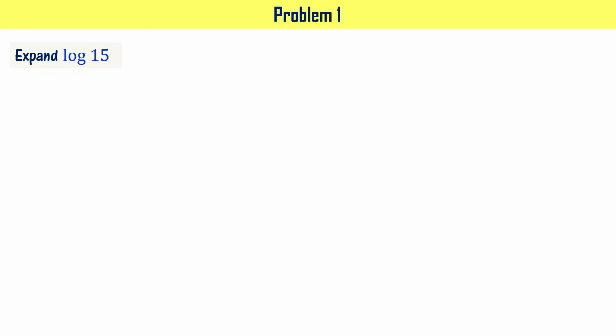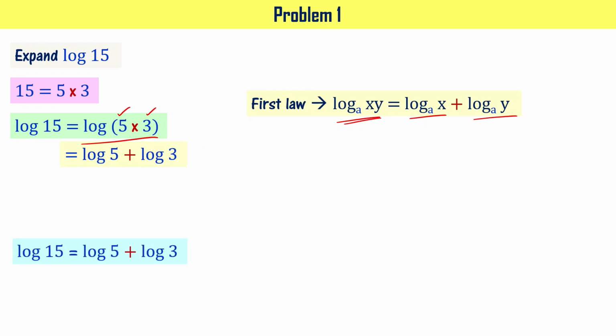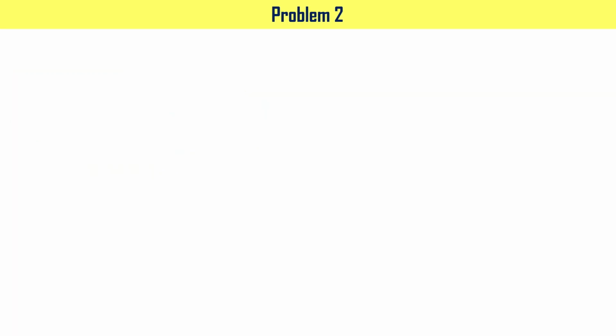Let us solve a problem on this concept. Expand log 15. We know that 15 can be written as 5 times 3, right? It means log 15 can be written as log of 5 times 3. From the first law, we know that log of xy equal to log x plus log y, right? When you compare this, 5 is x and 3 is y, right? So we can write it now as log 5 plus log 3. So to answer the question, log 15 equal to log 5 plus log 3. Got it?